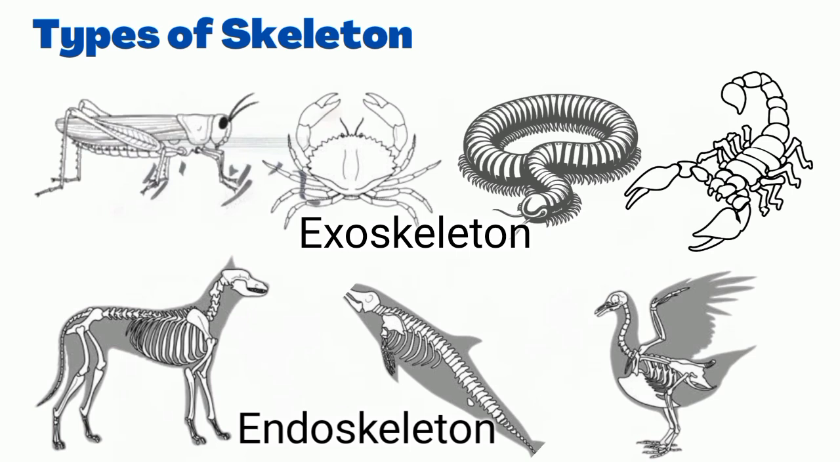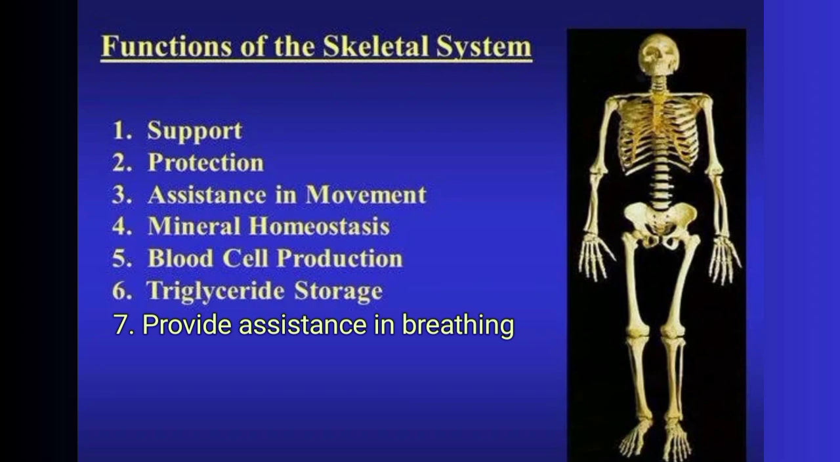Now let's look at the biological importance of the skeleton. The skeleton helps to provide support for the different organs and parts of the body. It also helps to protect the soft tissues of the body against external injury. It assists in movement. Without the skeleton, animals will not be able to move from place to place. It also functions for mineral homeostasis. It helps to balance different mineral elements in the body.